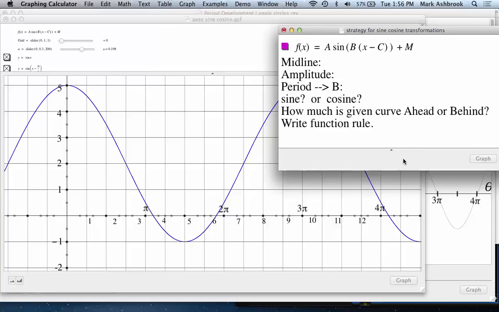If you've got a question, you can ask me, or Megan, or the person next to you. We can work together. So we're trying to write this curve as a sine or cosine.